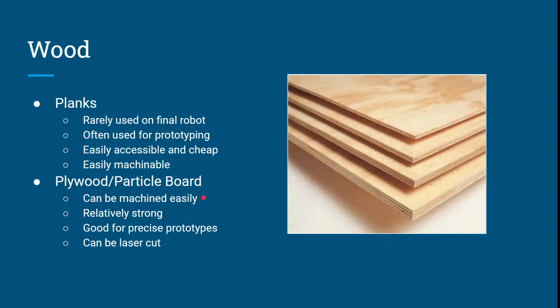And then you have plywood and particle board, which is like flat wood, basically. So it can be machined really easily. And it's also relatively strong. It's good for really precise prototypes if you want to build different plates and then interlock them together somehow.